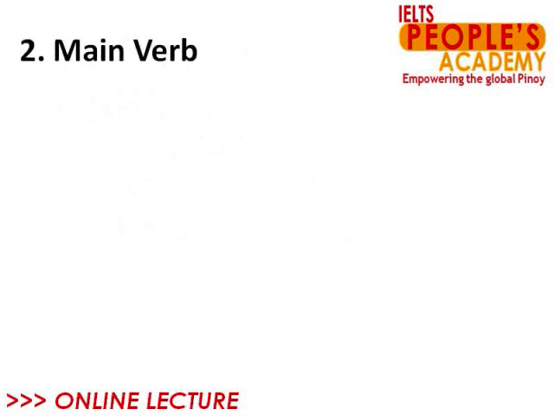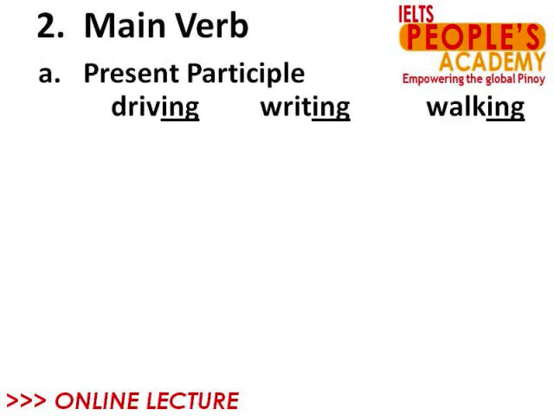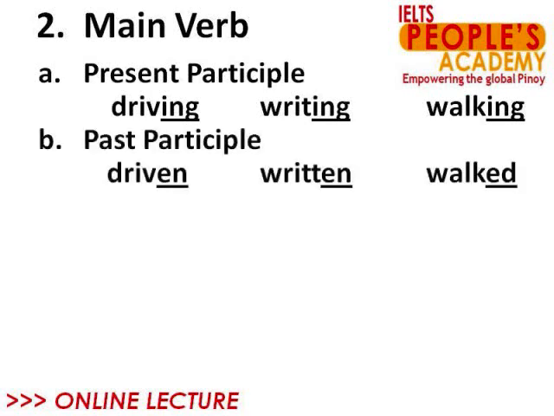Now, when it comes to the main verb, we have 5 categories all in all. First one is called the present participle. And you can easily tell that it's a present participle because of the suffix -ing at the end. Example, driving, writing, walking. Letter B on the other hand is what we call the past participle, and this is quite difficult to figure out because sometimes it ends with -en, at certain times it ends with -ed. For example, driven, written, and walked with an -ed.